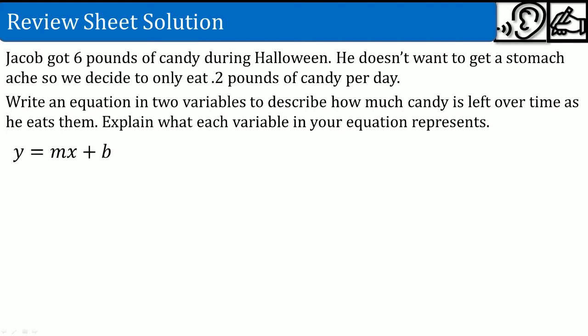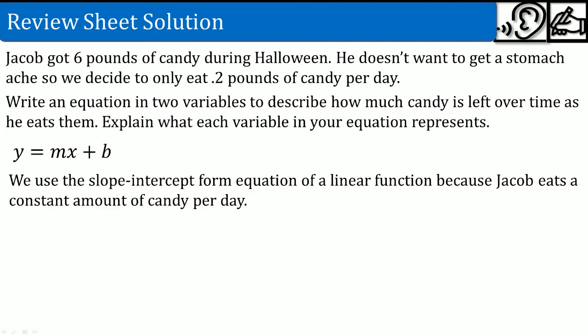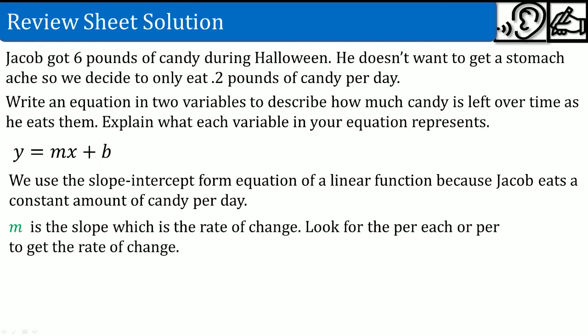So I use y equals mx plus b, because we use slope-intercept form of the equation of a line because Jacob eats a constant amount of candy per day. He eats 0.2 pounds of candy per day. That's why I decided to use y equals mx plus b. M stands for the slope, which is the rate of change, right? It is, so you're looking for the word per or each to get the rate of change.